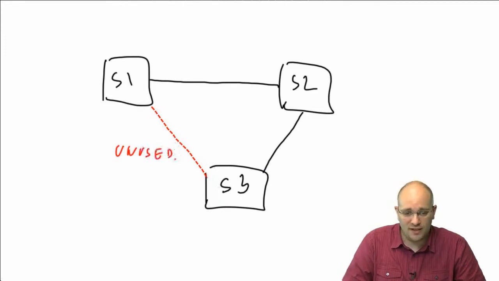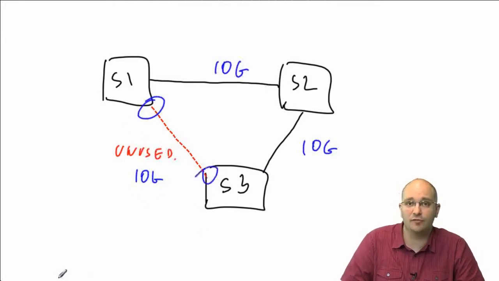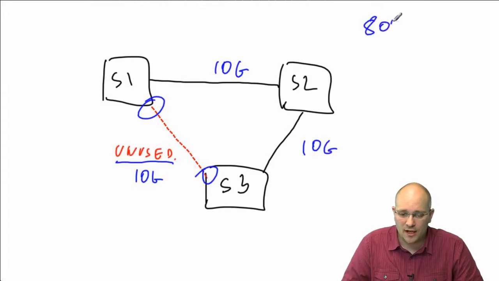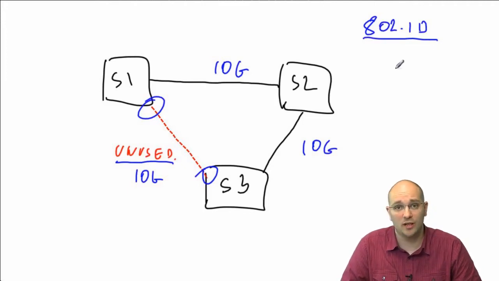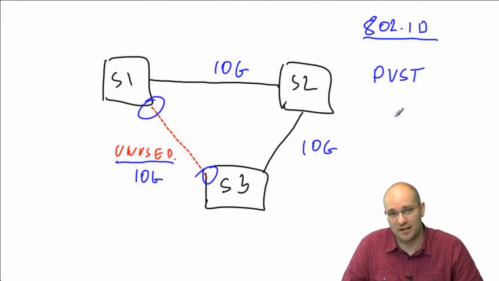Now, imagine that all of these links here are 10 gig links. That means that we have a 10 gig interface here on switch 1 and a 10 gig interface on switch 3 that are, well, unused, which is a terrible waste. If we were using 802.1D, this would be it. There would be nothing we can do about this. And this is the reason why Cisco came up with per VLAN spanning tree plus.